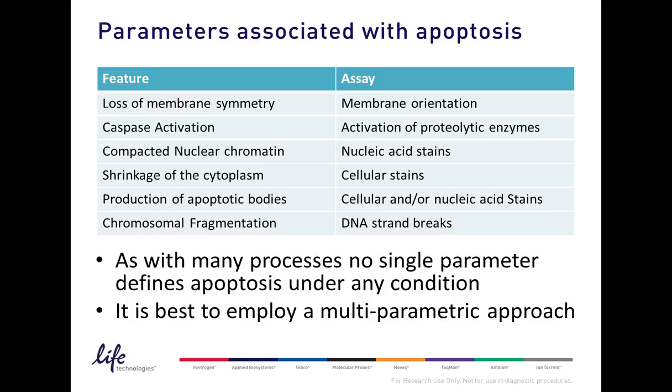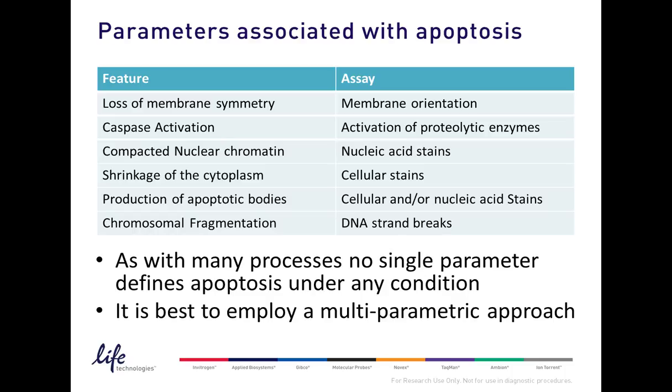So again, if we delve back into that table, essentially what we can do is start to look at the parameters and some of the assays that will feed off that. So loss of membrane asymmetry, the assay is looking at membrane orientation, so there's various different probes that will pick up subtle changes in the membrane composition and orientation. The Caspase activation, you can assay the activation of proteolytic enzymes. We have a number of different assays that work either in cell systems or cell-free systems.